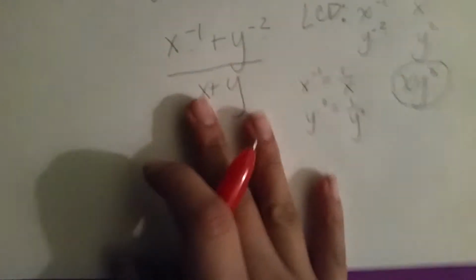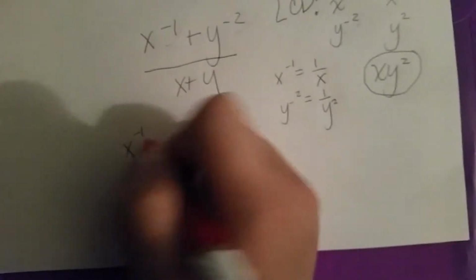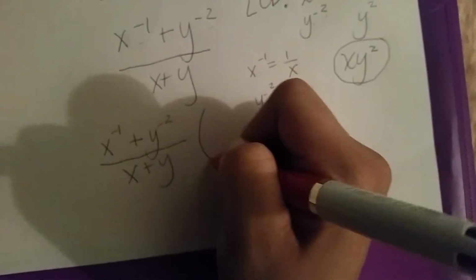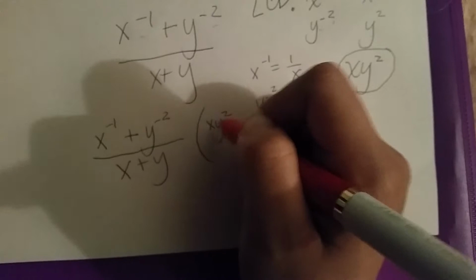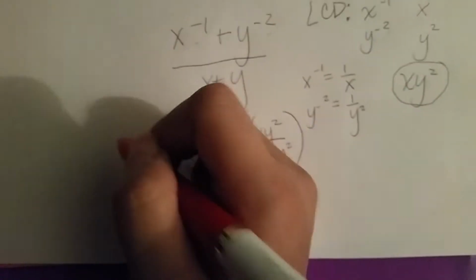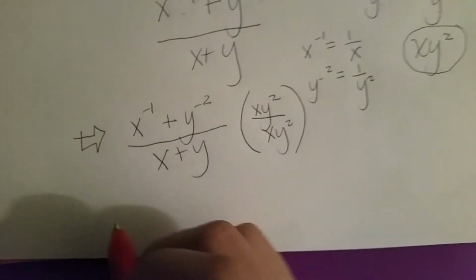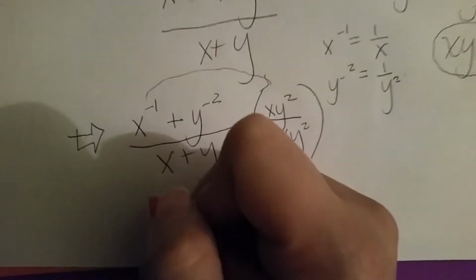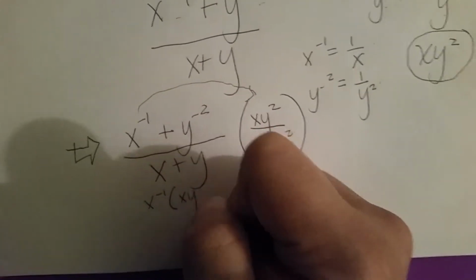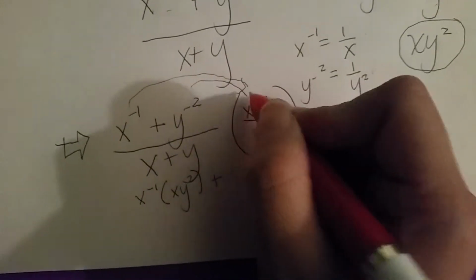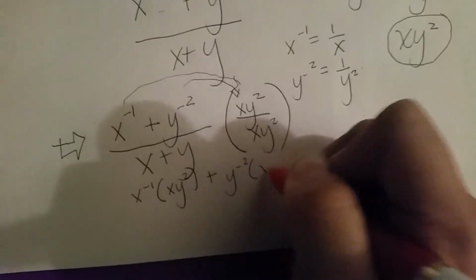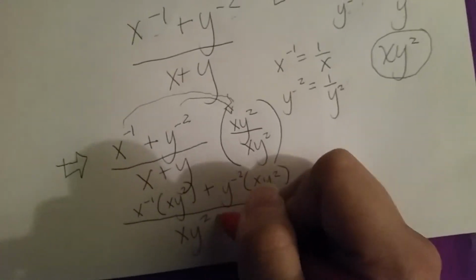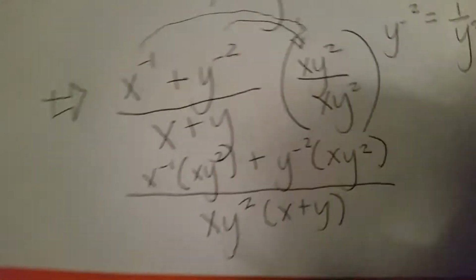Now that we have our least common denominator, we can simplify our expression by multiplying the top and the bottom by the LCD, so times xy squared over xy squared. Okay, so we can multiply it out. This first term is x to the negative 1 times xy squared plus, and the second term is y to the negative 2 times xy squared, all over xy squared times x plus y.